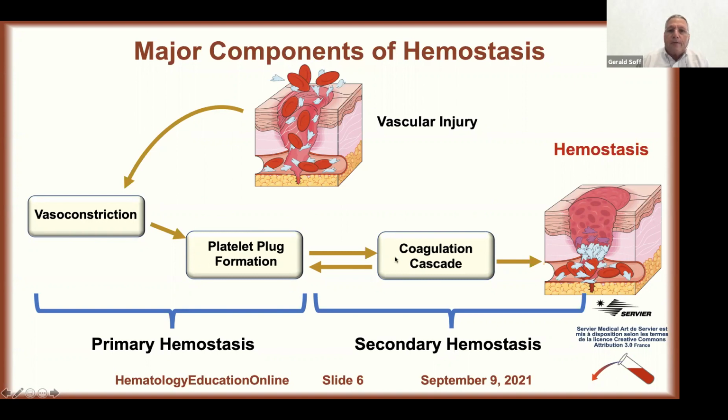Following the platelet plug formation and exposure of the blood to subendothelial matrix, you start the coagulation cascade, and that leads to a fibrin clot and cessation of bleeding. In reality, there's a lot of interaction between platelet plug formation and platelet function and the coagulation cascade. So we talk about them and study them separately, but there is a lot of overlap.